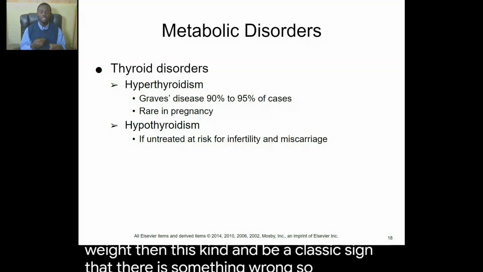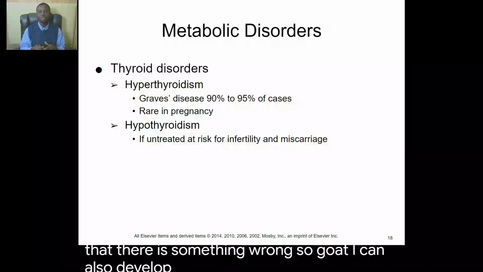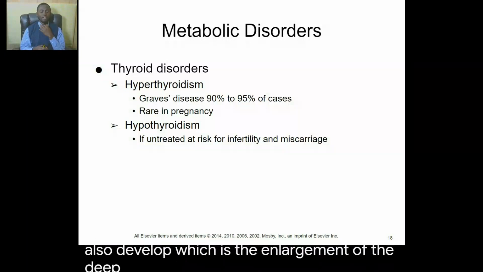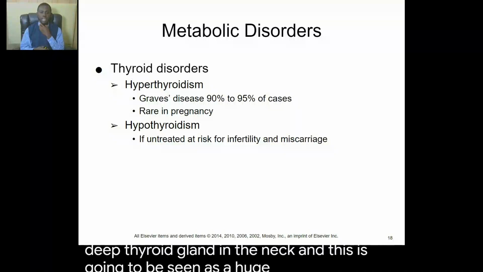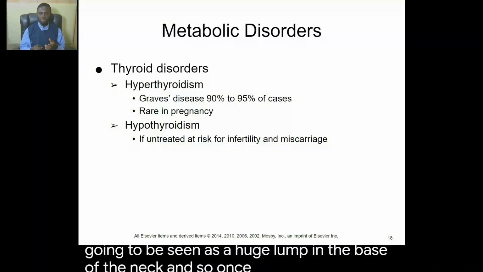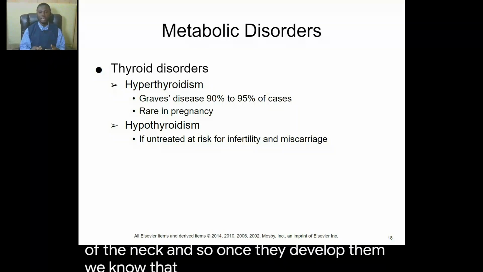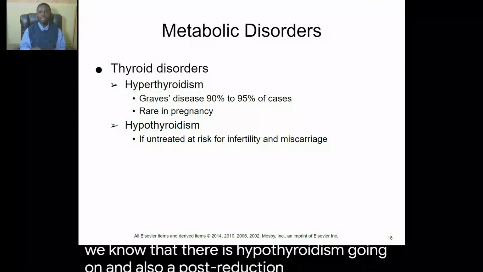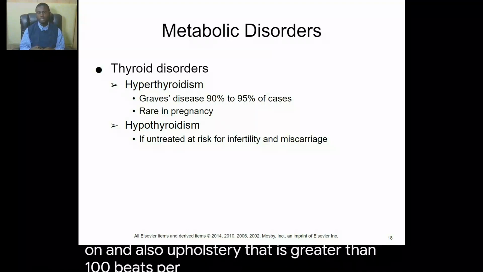So goiter can also develop, which is the enlargement of the thyroid gland in the neck, and this is going to be seen as a huge lump in the base of the neck. And so once that develops, then we know that there is hyperthyroidism going on, and also a pulse rate that is greater than 100 beats per minute.